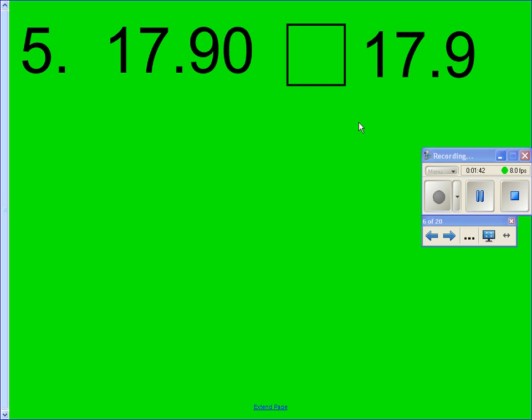This problem is 17 and 90 hundredths and 17 and 9/10. For comparing and ordering, zeros do not matter if they're at the end. Okay, so the tens place is the same, the ones place is the same, and the tenths place is the same. So 17 and 90 hundredths is equal to 17 and 9/10.